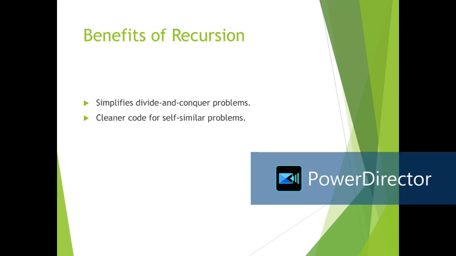Simplifies divide and conquer problems. Recursion naturally fits problems like merge sort or quicksort. Cleaner code: recursion can lead to elegant, minimalistic code that mirrors the mathematical definition of a problem. Self-similar structures: when a problem has a repeating pattern or tree-like branching, recursion is a natural fit.